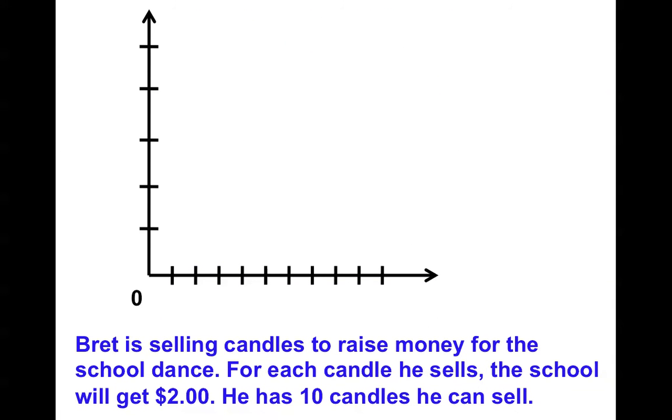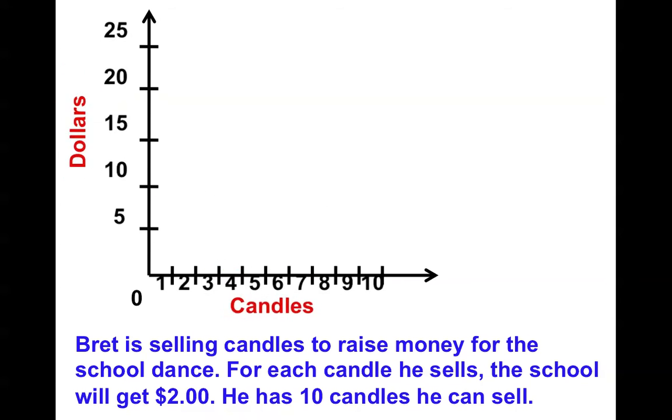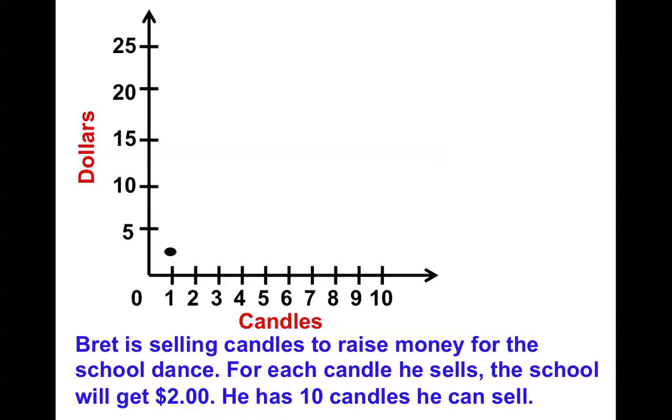So let's say Brett is selling candles to raise money for the school dance. Each candle he sells, the school gets $2. He has 10 candles he can sell. So let's take a look at how we could describe this. Well, here are some numbers. If he sells one candle, that's $2, two candles, $4, and so on. Notice, why don't we connect these dots? That's because Brett cannot sell half a candle and get $1. So each one of these points is an ordered pair if Brett sells that individual candle. We do not connect the lines because you can't sell half a candle.